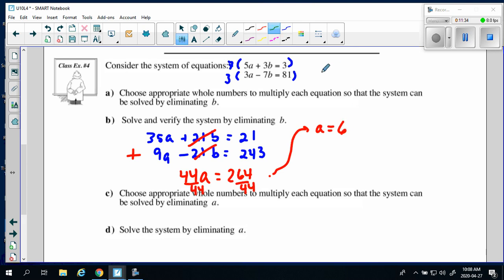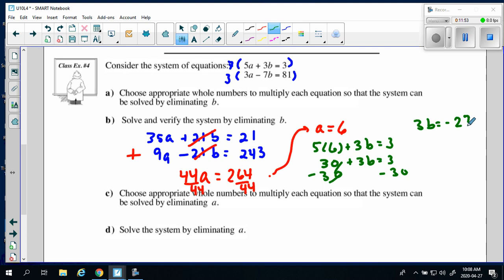And then we can solve for B by choosing the easier equation. I guess this one has smaller numbers, so I'll choose that one. So 5 times 6 plus 3B is equal to 3. So 30 plus 3B is equal to 3. I can subtract 30 from both sides. 3B is equal to negative 27. And so we're going to get that B is equal to negative 9. So our answer is A is 6 and B is negative 9. I'm not going to verify that. I'm going to trust you guys to do that either in your calculator or algebraically.